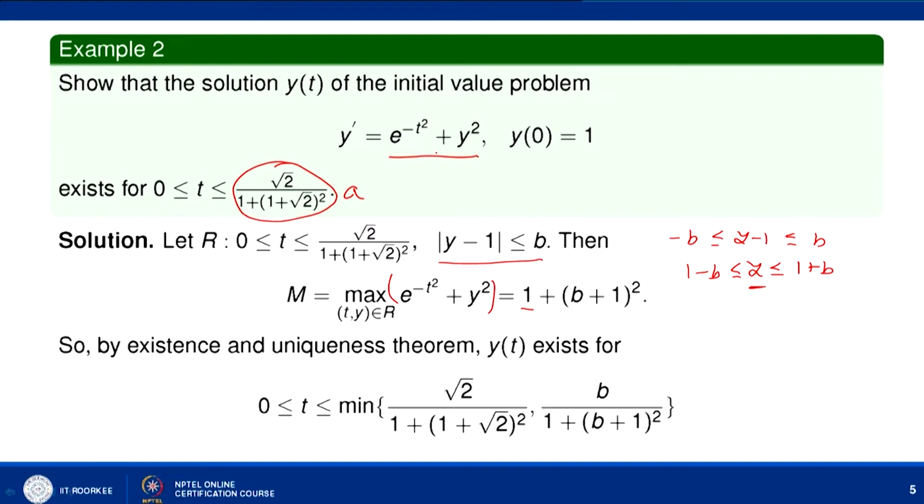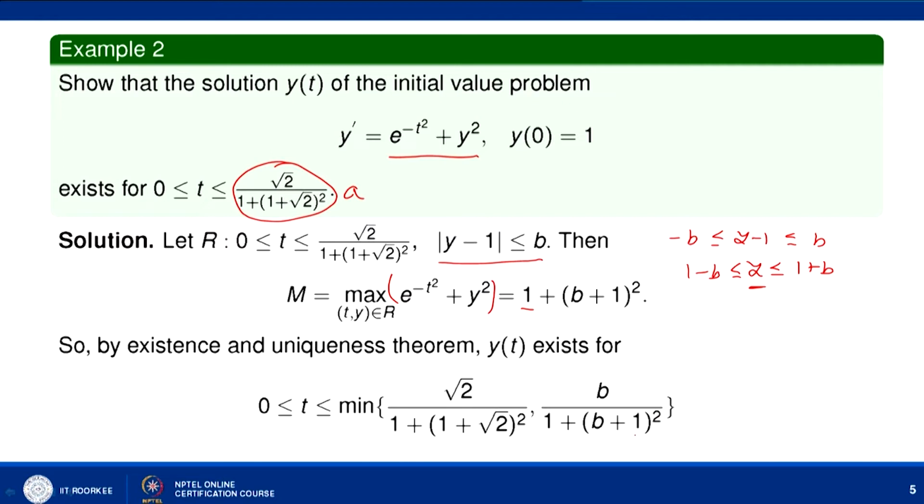So, the maximum exists, and we have already found the maximum m, which is given as this, and it also satisfies the Lipschitz conditions in this region. So, we can say that the solution exists, and we are just looking at the interval where the solution exists. Here we want to find the minimum of this quantity, root 2 upon (1 plus root 2) whole square, and b upon (1 plus b plus 1) whole square.